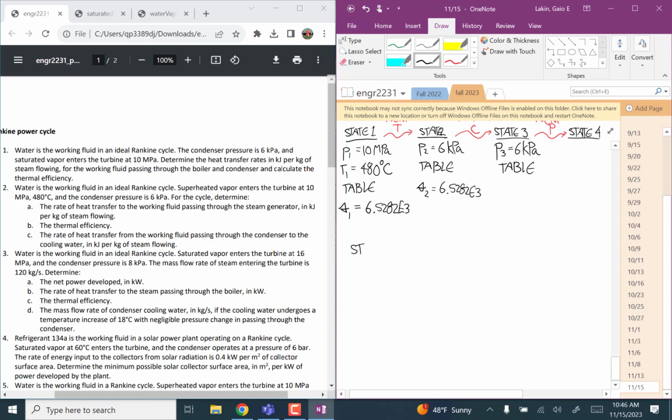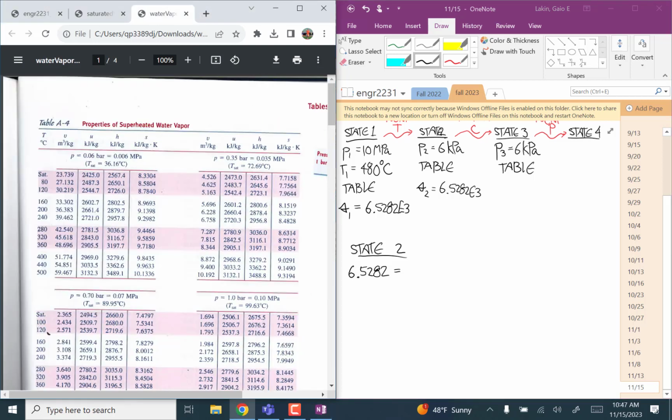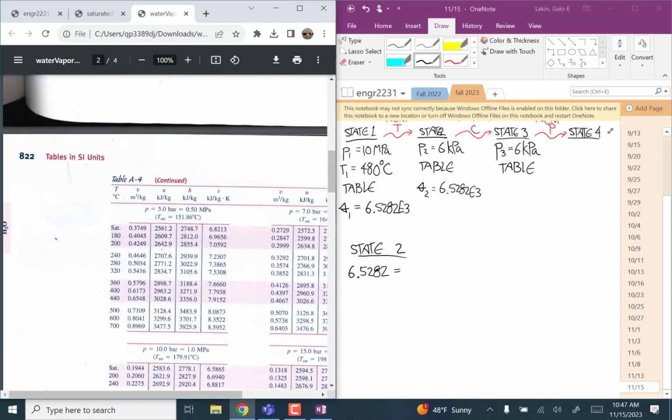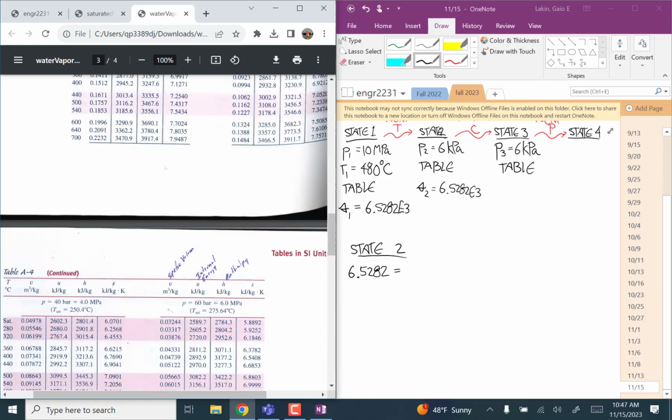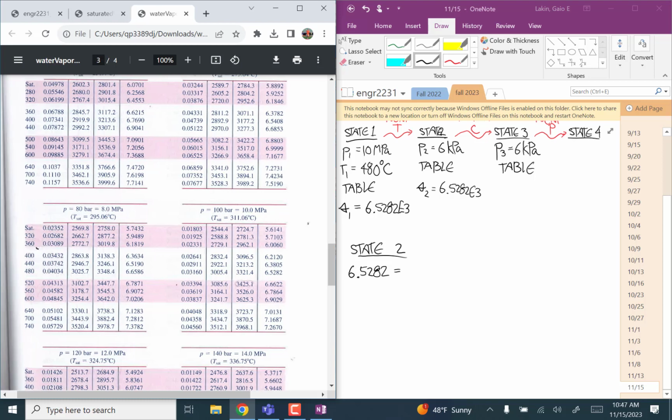And so now we can use what we know about state 2 to figure out the quality. So 6.5282, I'll drop the times 10 to the third. Did you get that, whatever your table is? When I looked at mine, 480 and 10... 30 bar, 100 bar, 480. Yeah, so there it is.